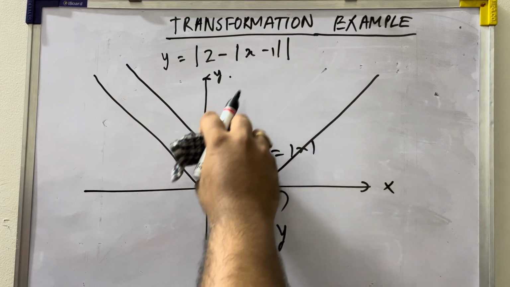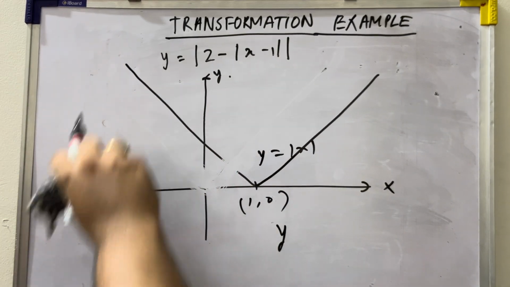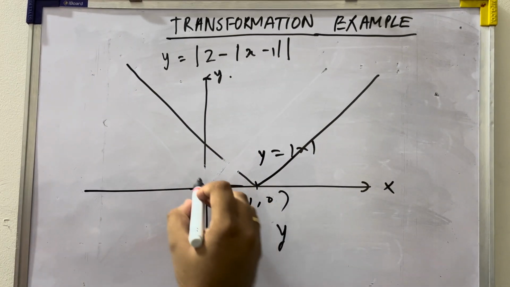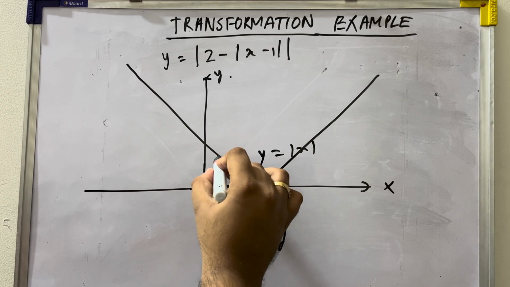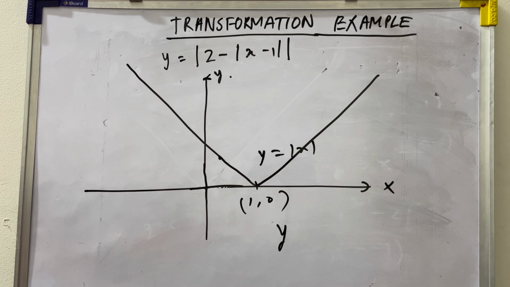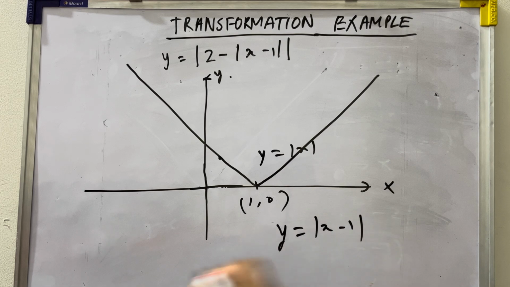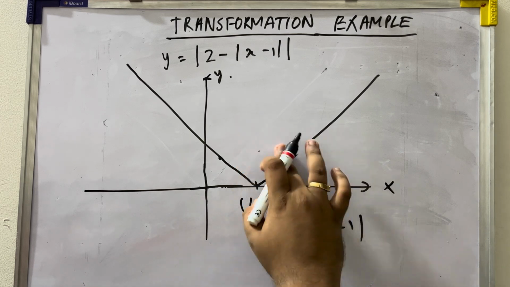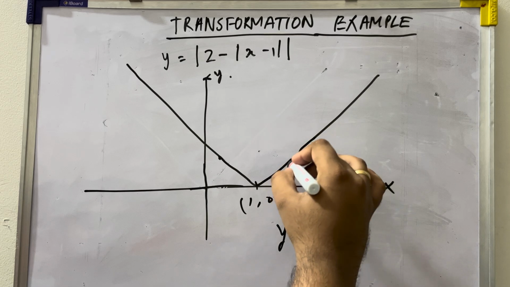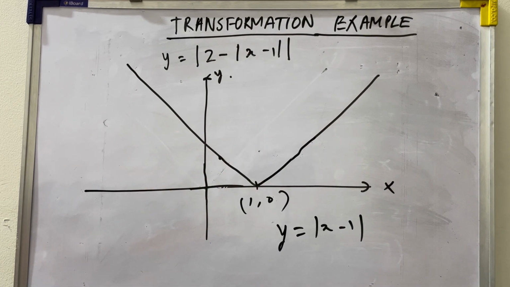Let me erase the part that is no longer needed. So this is the graph of y is equal to |x|, and this is the graph of y is equal to |x - 1|. So let's remove this part also. This is not y is equal to |x|. The earlier part was y is equal to |x|. I think till this it is very much clear to you.